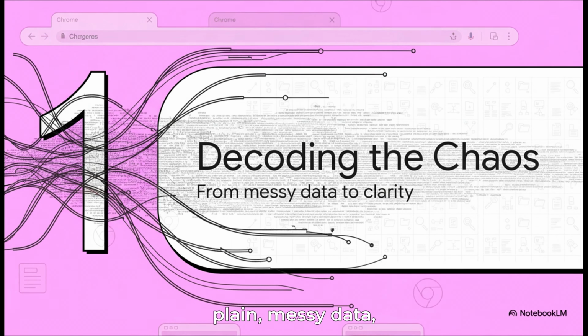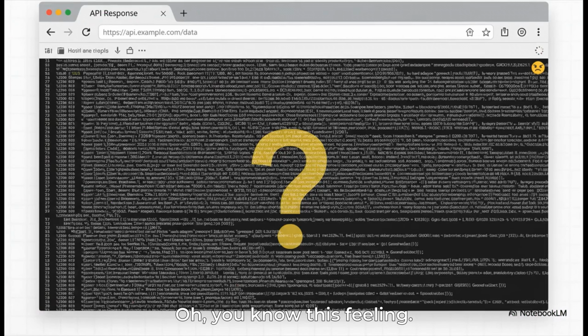First up, let's tackle one of the biggest headaches. Just plain, messy data and completely unknown environments. These first 2 tools are all about bringing instant clarity to that chaos, so you can actually understand what you're even looking at.